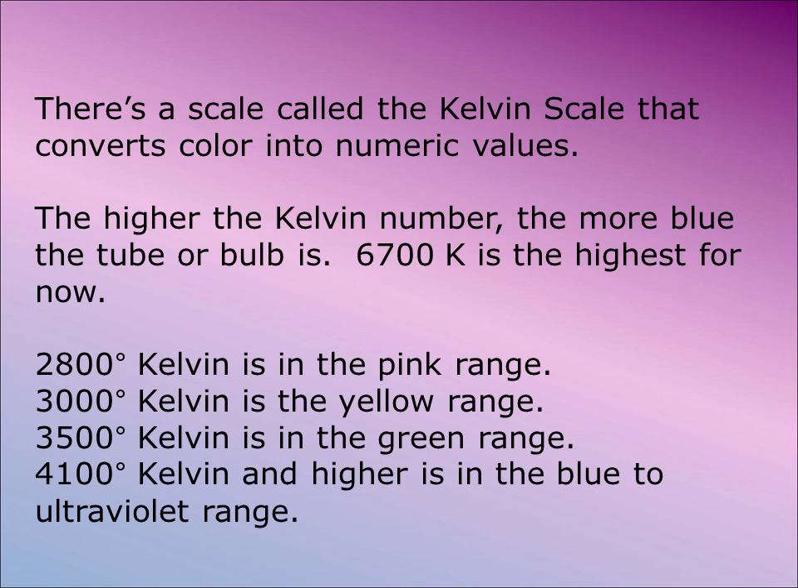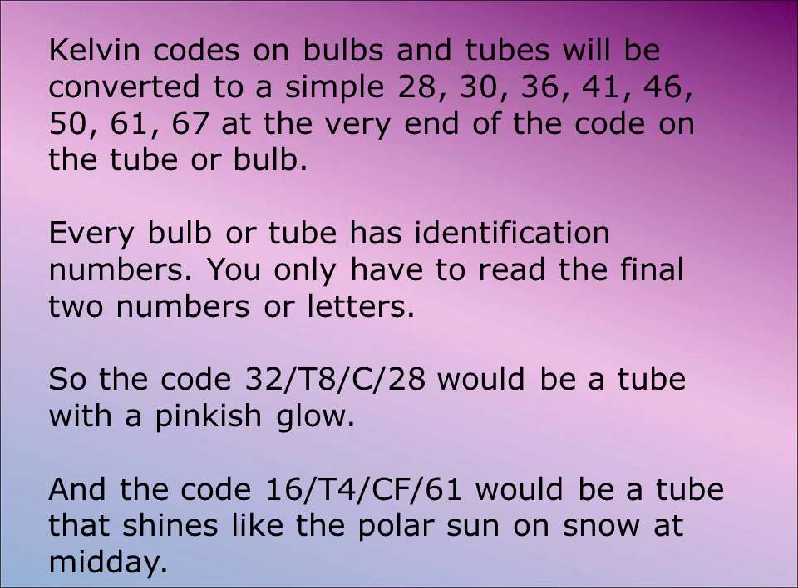However, they are out there, and it's our job as people who serve people who need rehabilitation and education to find those and recommend those for our people. Kelvin codes on bulbs and tubes and LEDs will be converted to a simple 28, 30, 36, 41. They'll take the zeros off, in other words, because there's limited space on a light bulb and especially on an LED. So you will be looking for the numbers 28, 30, and 35. Those will be our friendly numbers.